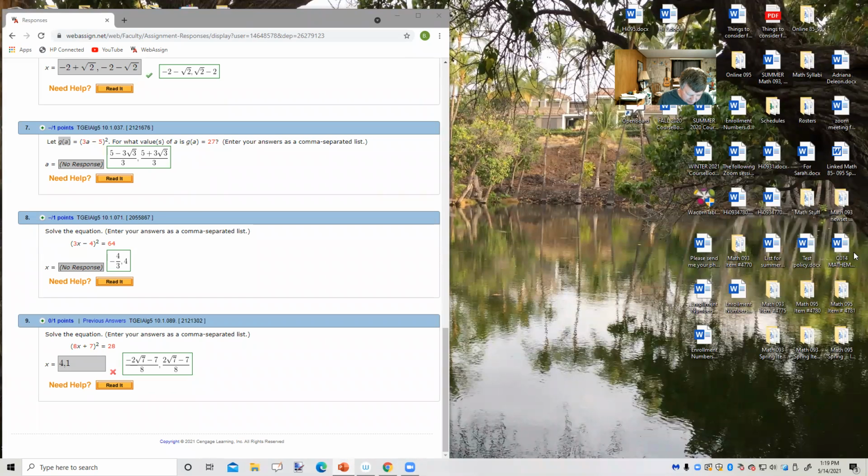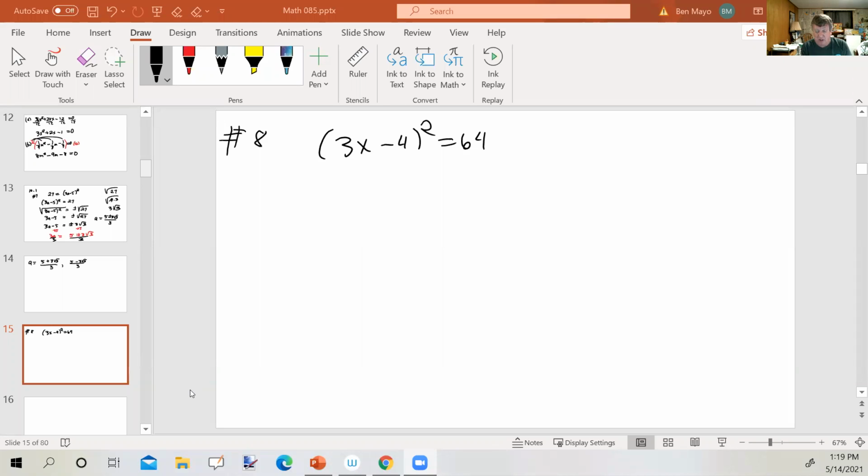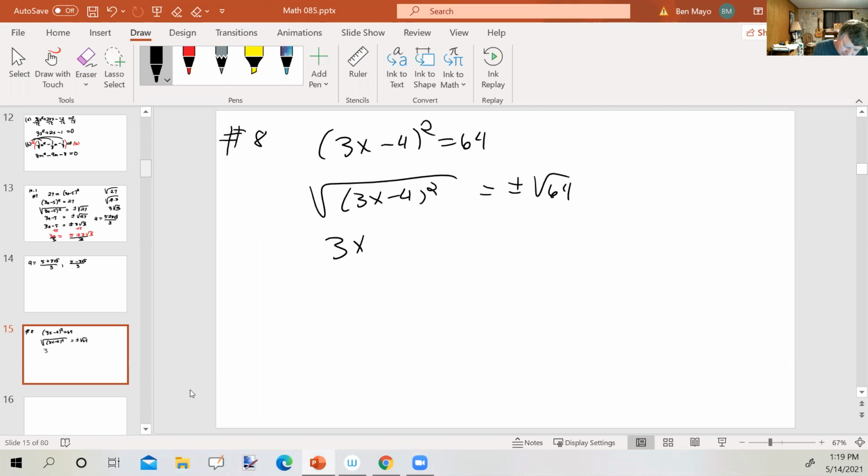Okay, problem number 8. To solve the equation, we have the quantity 3x minus 4 squared equals 64. So going back to the white screen, it's already set up. Perfect square containing a variable equals a constant. I'm going to take the square root of both sides, which will give me that. On the left, I get 3x minus 4. On the right, I get plus or minus 8, because the square root of 64 is 8.